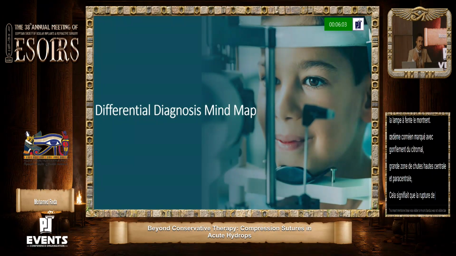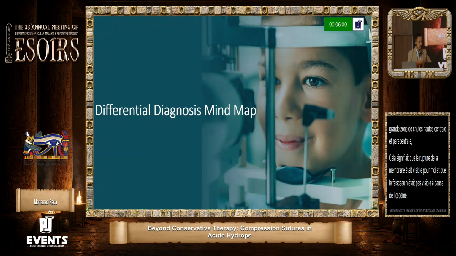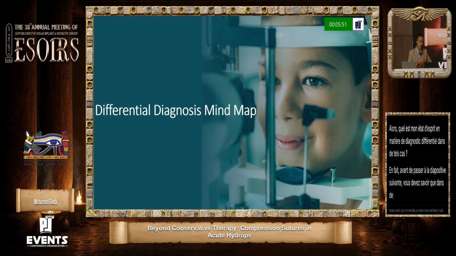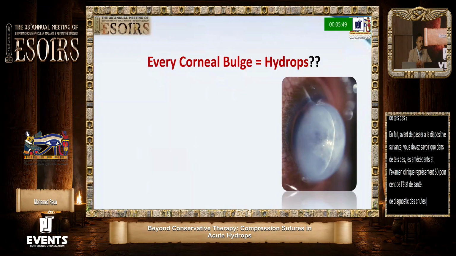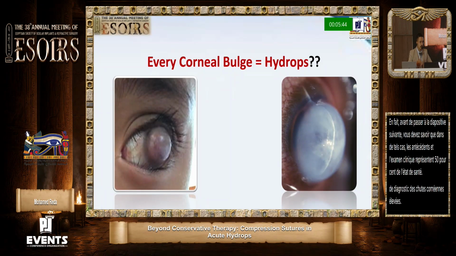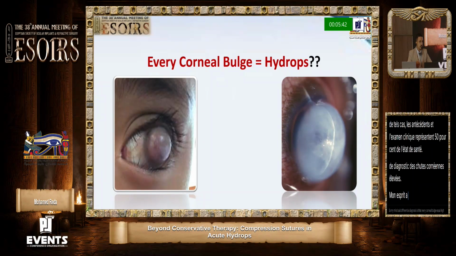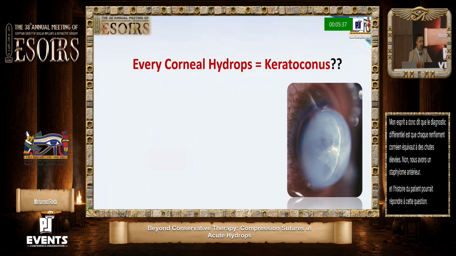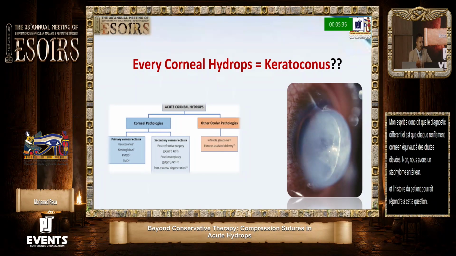So what is my mindset for differential diagnosis in such cases? Actually, before I go to the next slide, you have to know that history in such cases and clinical examination is 50% of diagnosis for corneal hydrops. So my mindset for differential diagnosis is: does every corneal bulge equal hydrops? No, we have anterior staphyloma, and the history of the patient could answer this question. The second: does every corneal hydrops equal keratoconus? We have another pathology like primary corneal or other ocular pathology like infantile glaucoma or forceps-assisted delivery.